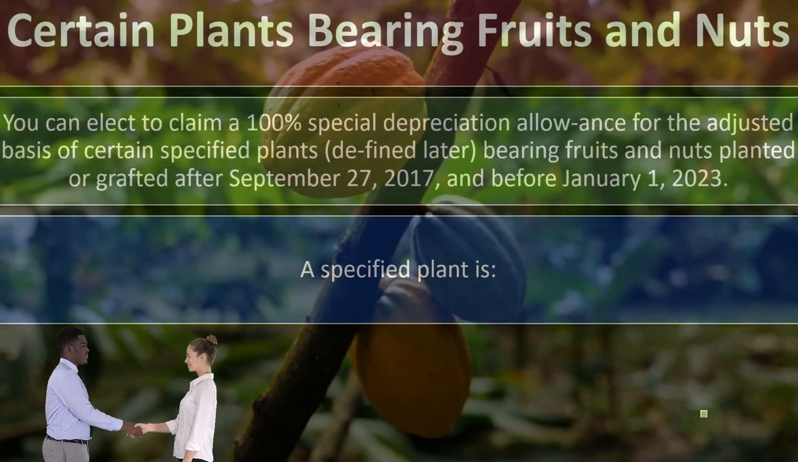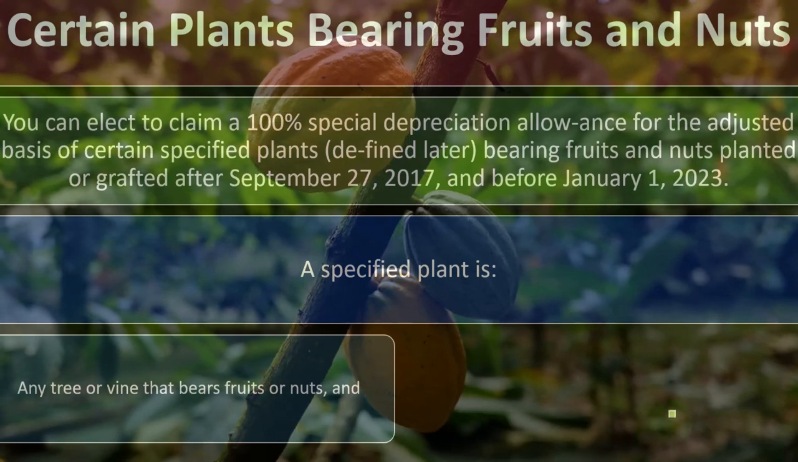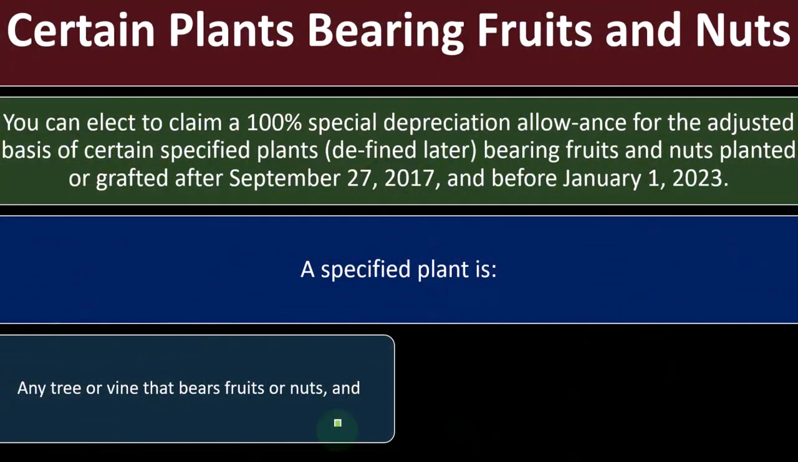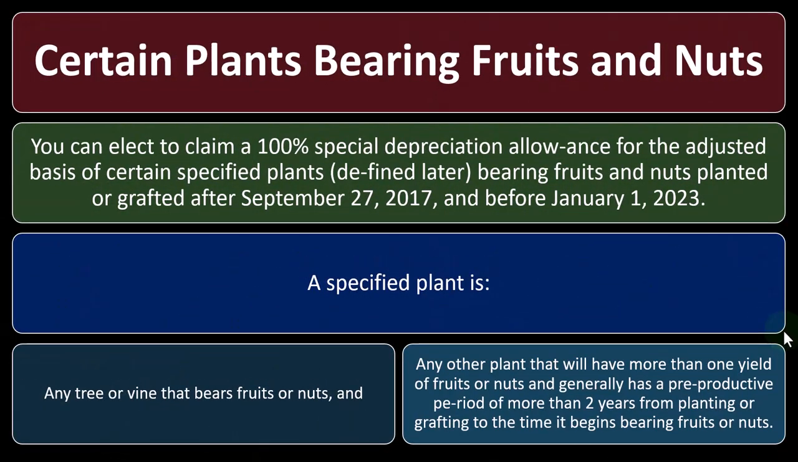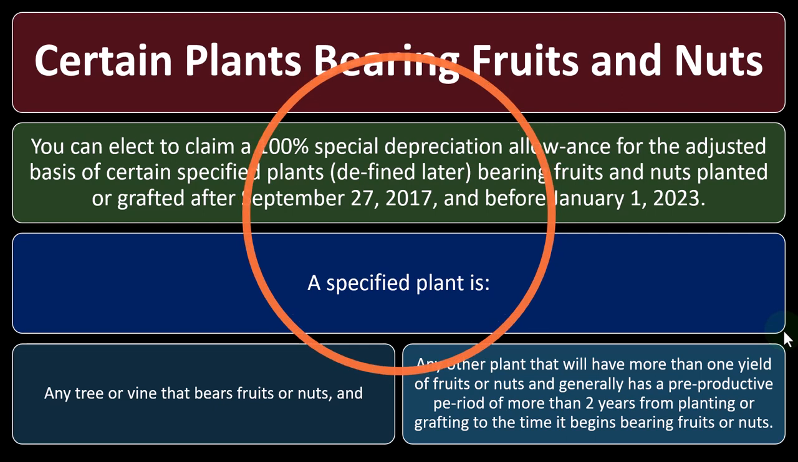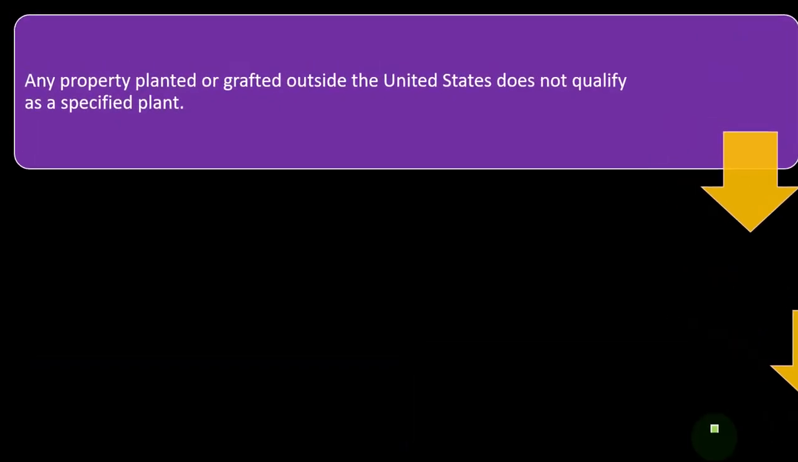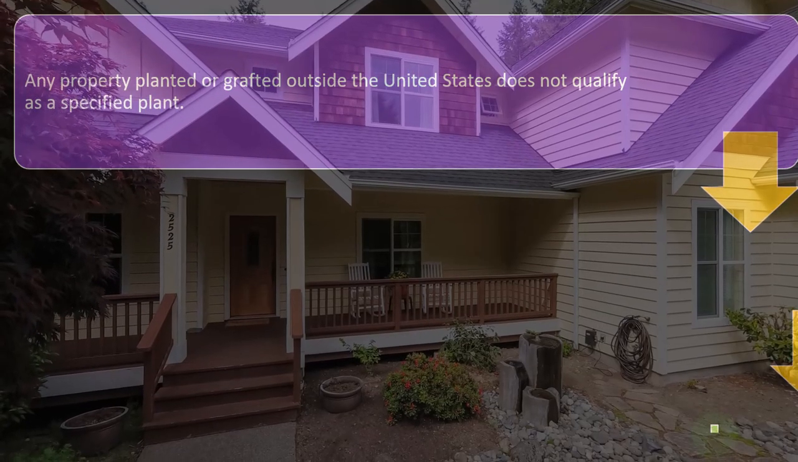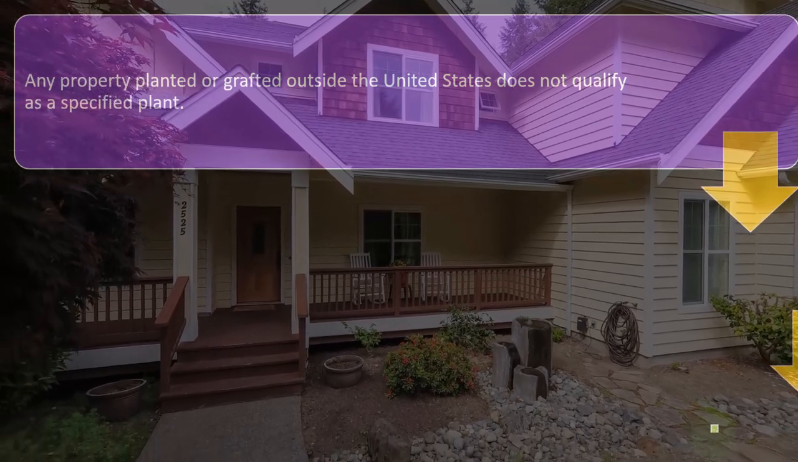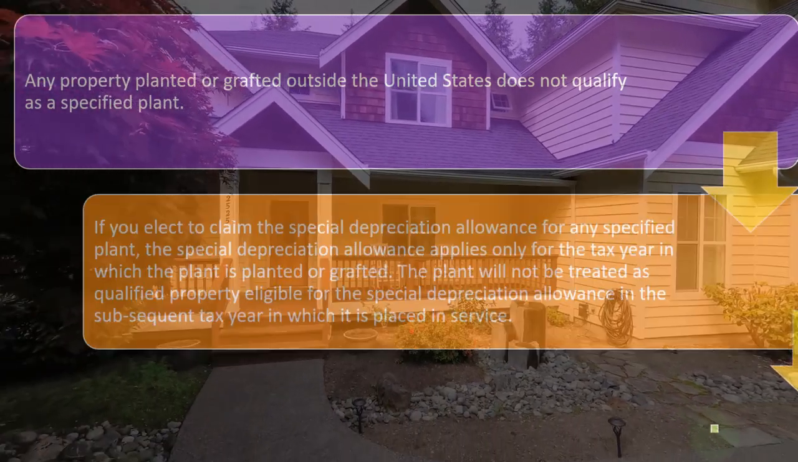A specified plant is any tree or vine that bears fruits or nuts, and any other plant that will have more than one yield of fruits or nuts and generally has a pre-productive period of more than 2 years from planting or grafting to the time it begins bearing fruits or nuts. So any property planted or grafted outside the United States does not qualify as a specified plant.